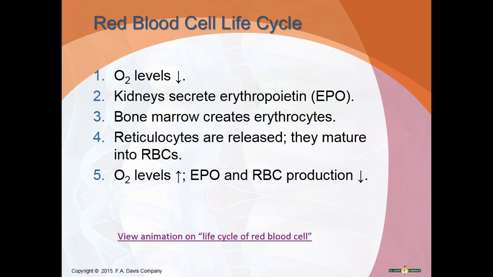Less EPO is produced, and the red blood cell production declines. So we're talking about how hormones can be produced in different organs and in different places. And this is one of those examples where the kidney produces erythropoietin in response to low oxygen in the blood. So please view the animation on the life cycle of the red blood cell. It will really increase your understanding of that.